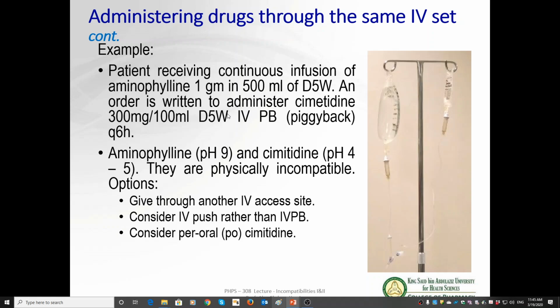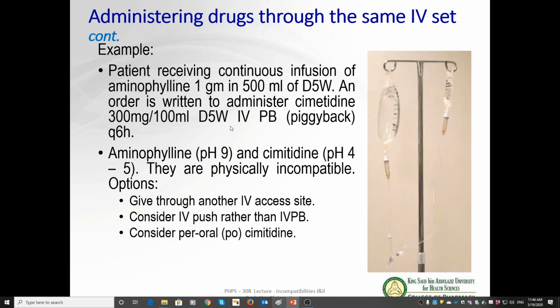For example, in practice, this is a case: a patient receiving continuous infusion of aminophylline 1 gram in 500 ml of dextrose 5%. An order is written to administer cimetidine. They put him on cimetidine, 300 milligram per 100 ml dextrose, by IV piggyback. So instead of diluting this in another 500, they said give it in a piggyback of 100 ml to be given with the same line. Okay.